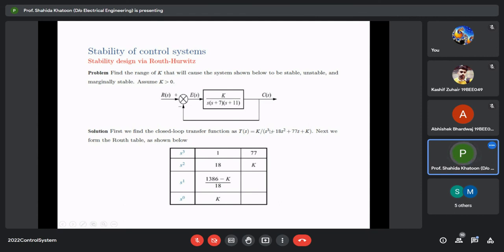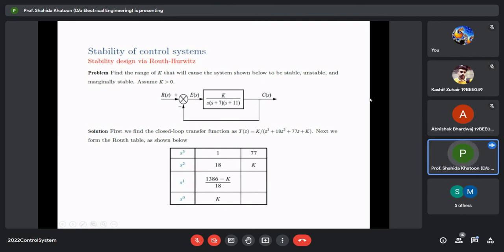So this is the characteristic polynomial. From this characteristic polynomial, you form the Routh table like this. It is very easy: 1, 77, 18, and k. Then if you multiply this by this, minus k upon 18, and this remains, then k, because this value remains 0 since the next item is 0. So this whole multiplied and divided by this, it remains k. This is how we form the Routh table of such problems.